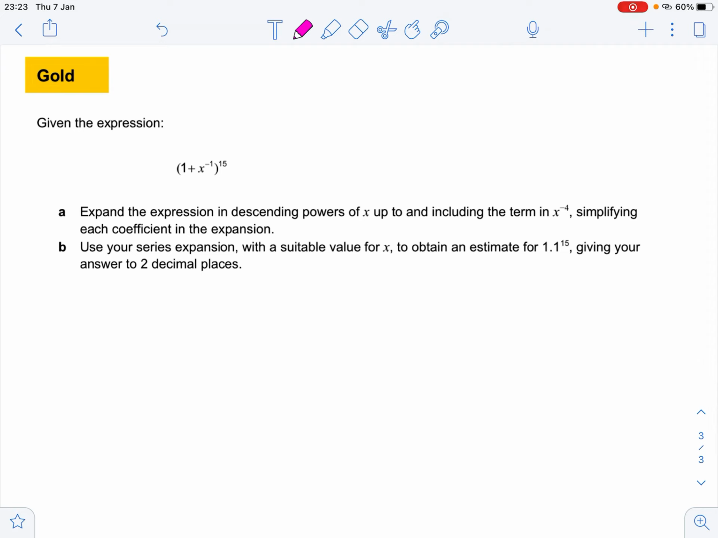Let's look at the hardest question, so a gold style question. So you're given the expression 1 plus x to the power of minus 1, all to the power of 15. Again, we're still doing the similar step. This time we want to find the powers up to x to the power of minus 4. So step 1, we're still writing out our binomial coefficients.